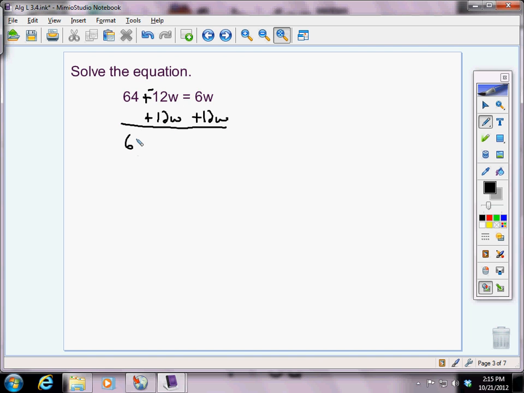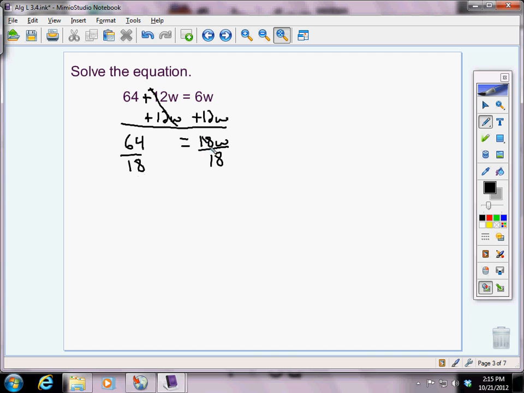We bring down our 64. We notice that these cancel. We bring down our equal sign. 12 plus 6 is 18 w's. Now once we've done that, we have a nice simple equation here to solve. We're going to divide each side by 18.